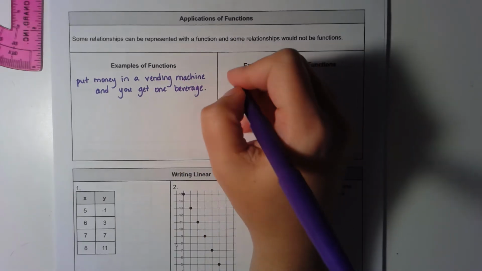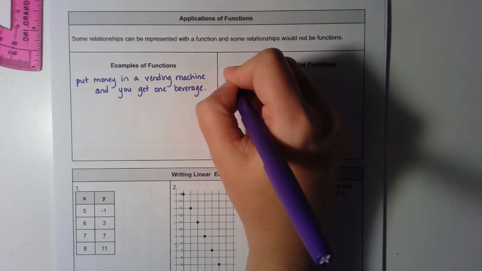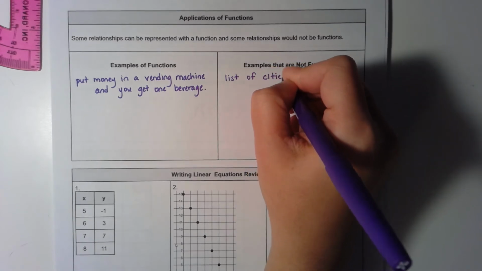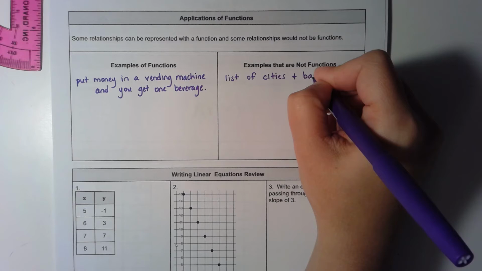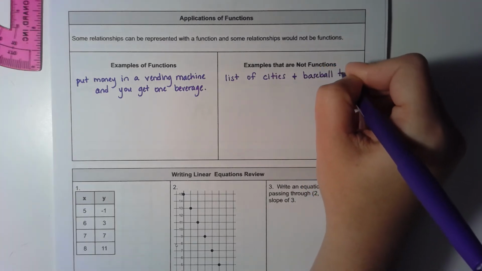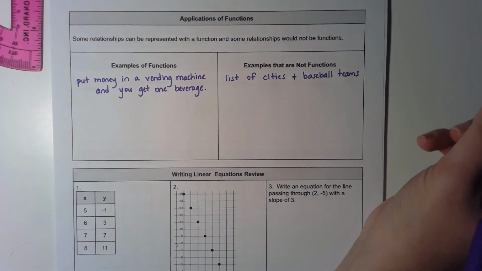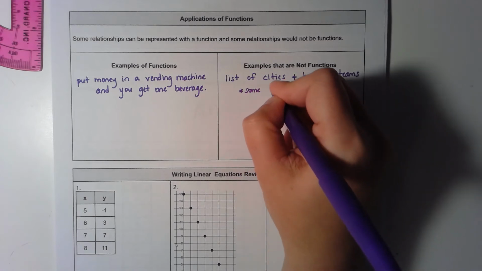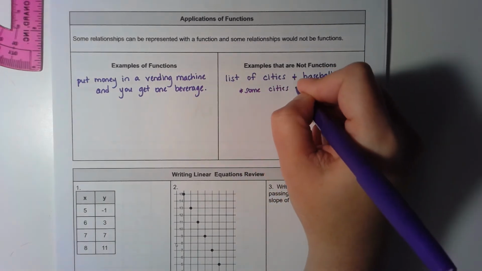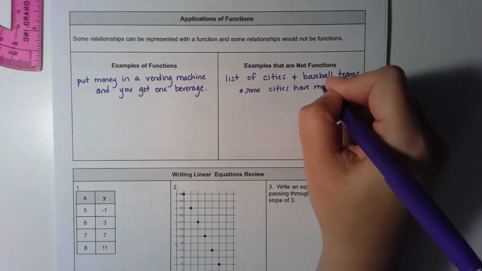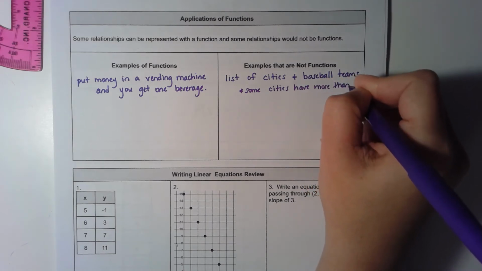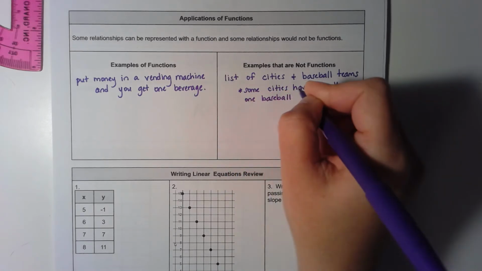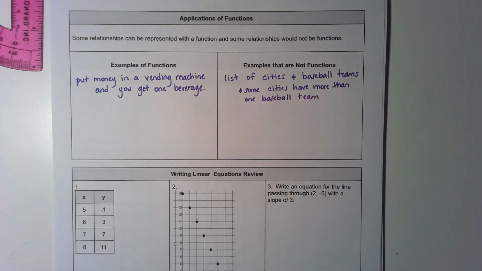Here's an example of a non-function, sorry. An example of a non-function would be if you made a list of cities and their baseball teams. The reason that this would not be a function is because some cities have more than one baseball team. So that would not be a function.